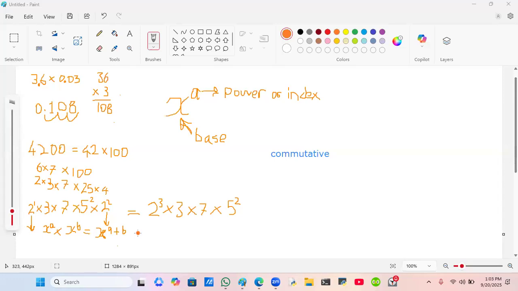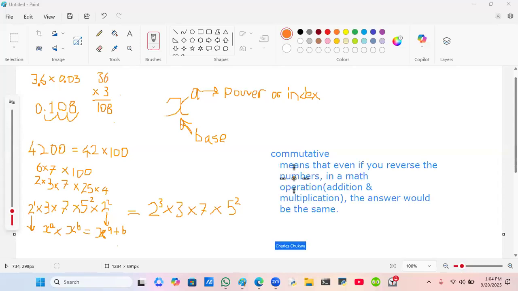However, if you want to write down my own and write down your own, it's the same. What I want to say is that commutative means that even if you reverse the numbers in a math operation, let me put in brackets the ones I'm talking about, so that you do not think it works for all math operations: addition and multiplication, close bracket, the answer would still be the same. Yes, there you go.